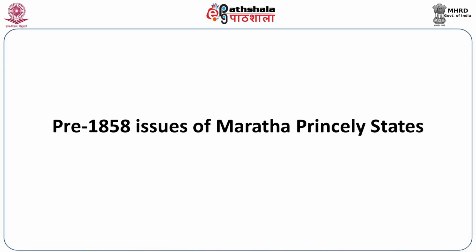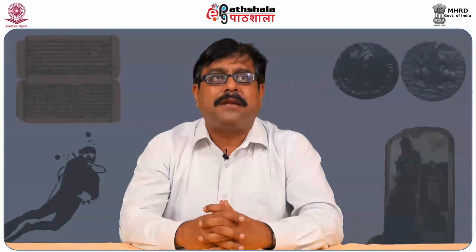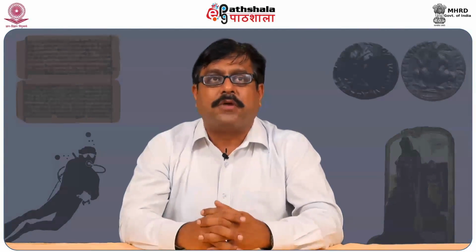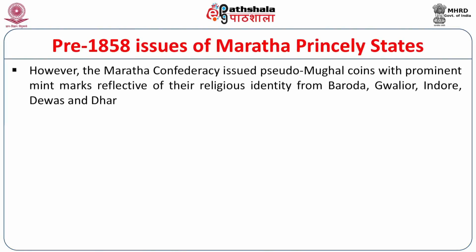The pre-1858 period, prior to the uprising of the Indians against the British, was a very important period because this saw a very vast decline in the power of the Mughal Empire. In this period, or much prior to it, the Marathas, the confederates themselves, issued a large number of pseudo-Mughal coins which looked like regular Mughal issues but had prominent mint marks reflective of the religious and military identity of the powers of Baroda, Gwalior, Indore, and Dhar.